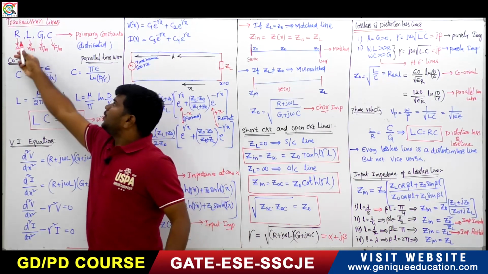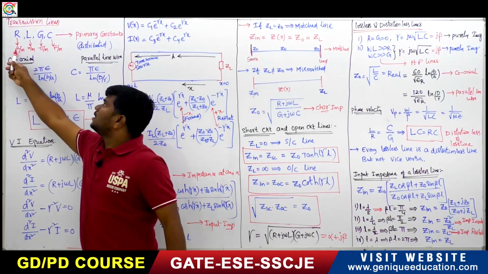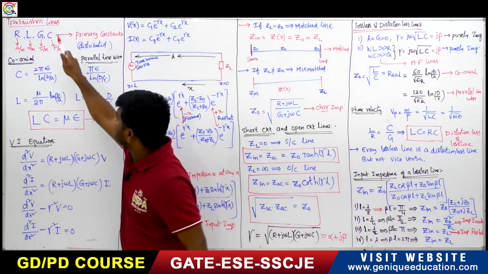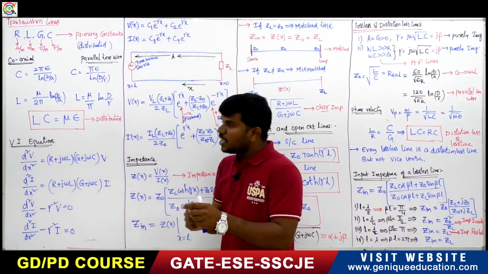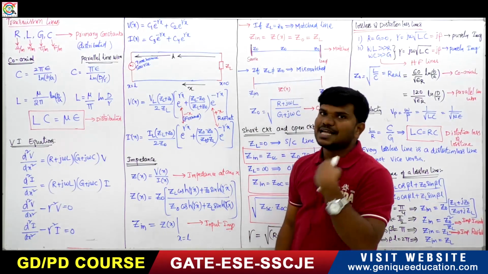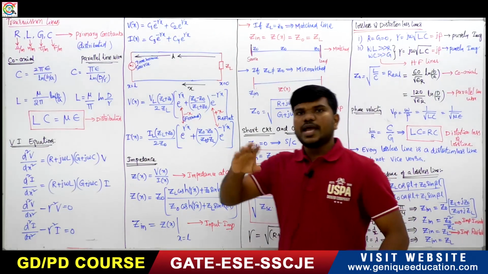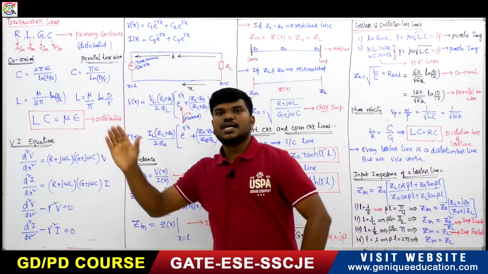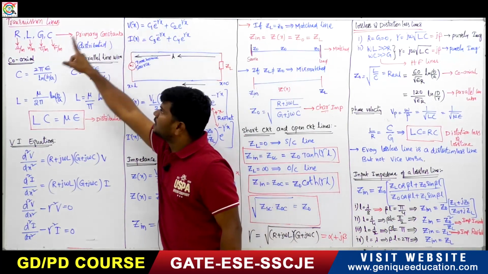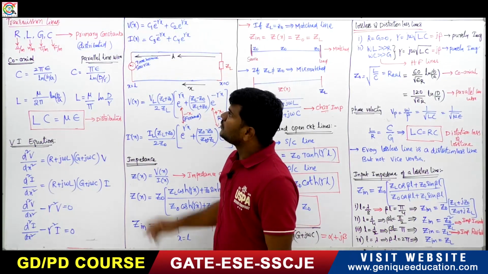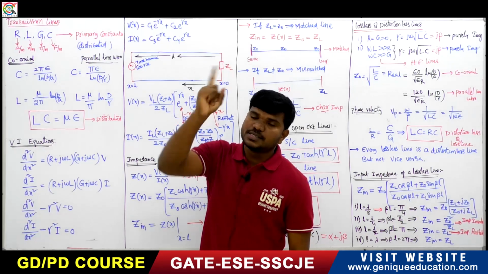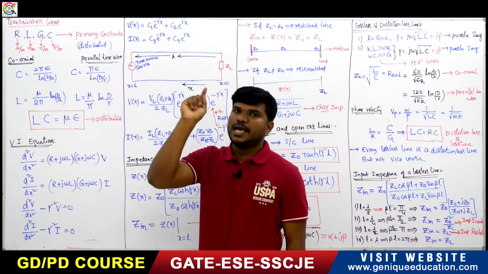The units of these RLGCs are ohm per meter, Henry per meter, mho per meter, and farad per meter. Whenever anything is represented as a distributed parameter, it will always be measured per unit distance. That is the point you should understand. The primary constants are the RLGCs. The material constants are sigma, epsilon, mu.